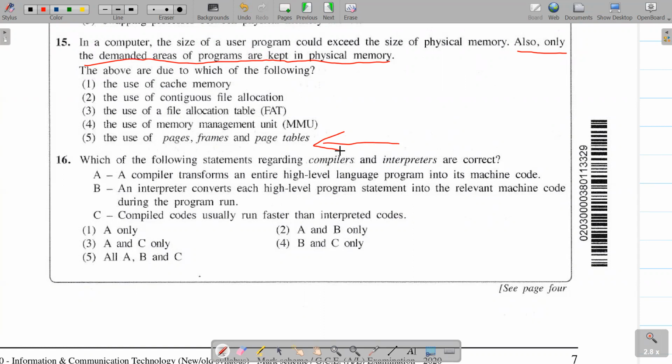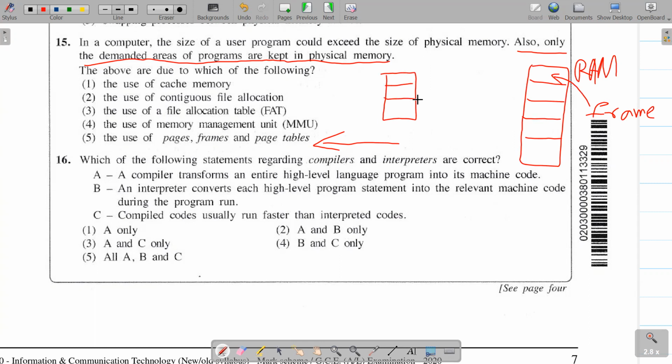Right? What is the problem? Now when your RAM is having what are the components? Frames. This is RAM and it contains the frames. And the logical memory contains the pages. And the page table will tell you what is the page number which matches with the frame number.